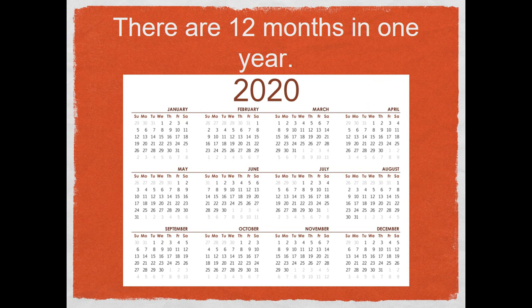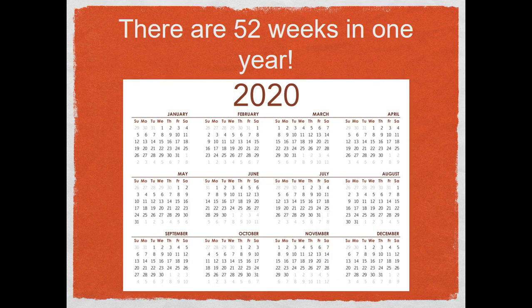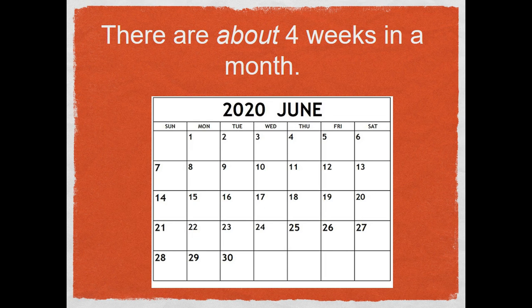So things that we know, there are 12 months in one year. We know the names of the months: January, February, March, April, May, June, July, August, September, October, November, December. We should also know that there are 52 weeks in one year. If you really want to count how many weeks, you can pause the video and count. But trust me, there are 52 weeks in one year.